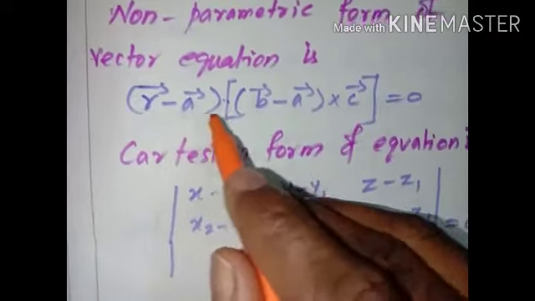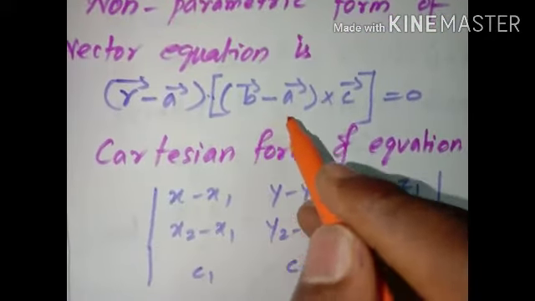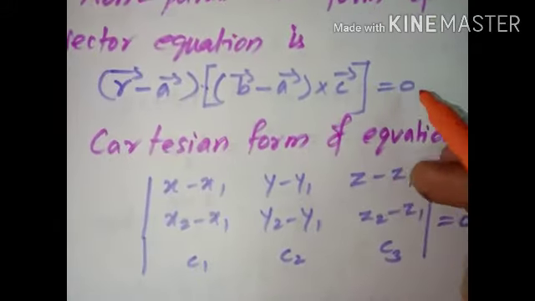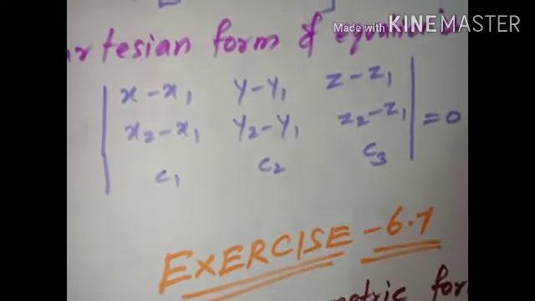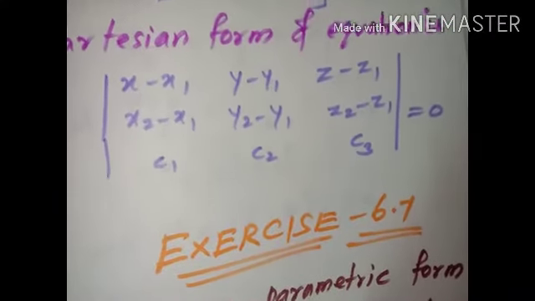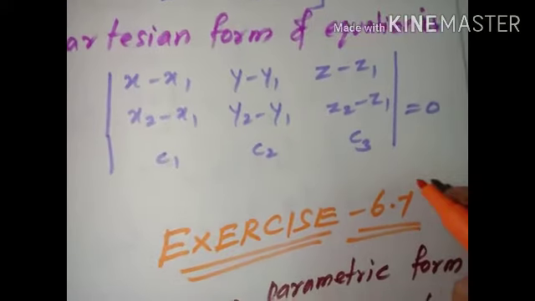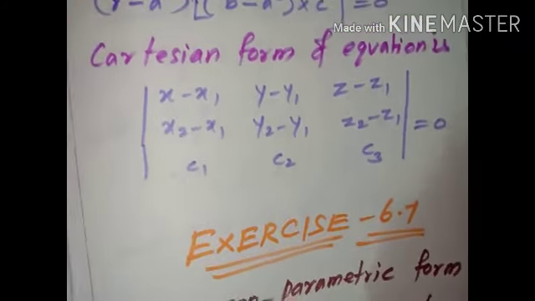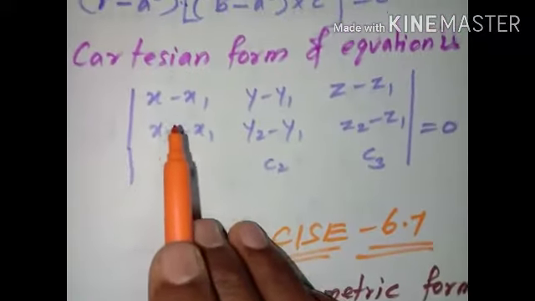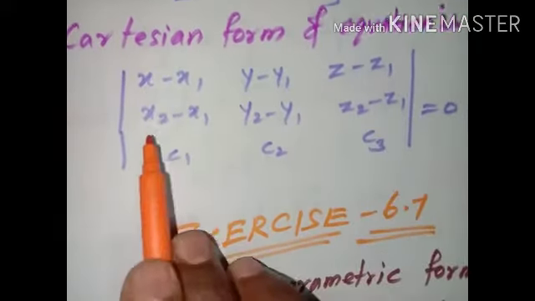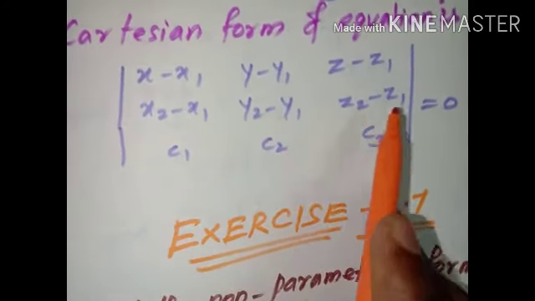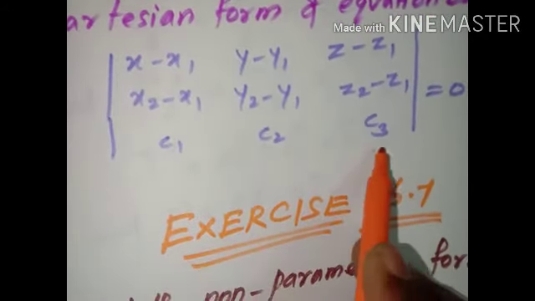Then the non-parametric form of vector equation is (r vector minus a vector) dot ((b vector minus a vector) cross c vector) equal to 0. And the Cartesian form of the equations: x1, y1, z1 is a point and x2, y2, z2 is the other point, and c1, c2, c3 is a vector. Therefore the determinant of x minus x1, y minus y1, z minus z1; x2 minus x1, y2 minus y1, z2 minus z1; c1, c2, c3 equal to 0.